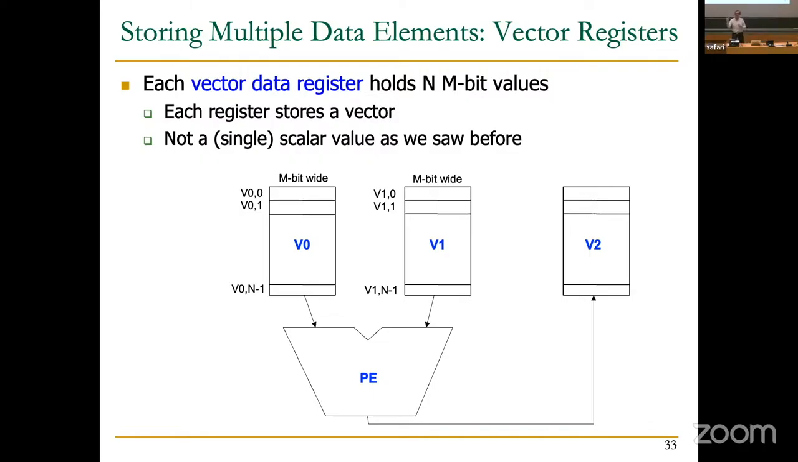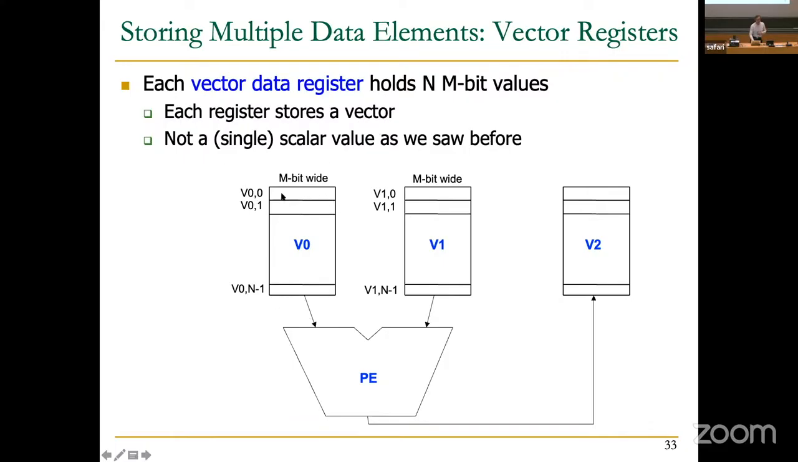Okay, and register 1 gives us one element. Now the question is, how do you get many elements? If you're going to operate on many elements, your registers also should store many elements. Essentially, instead of having a scalar value in a register, we're going to have vector registers. So each vector data register holds n m-bit values. N is the vector length, or the maximum vector length you can have in an instruction. Each register essentially stores a vector.